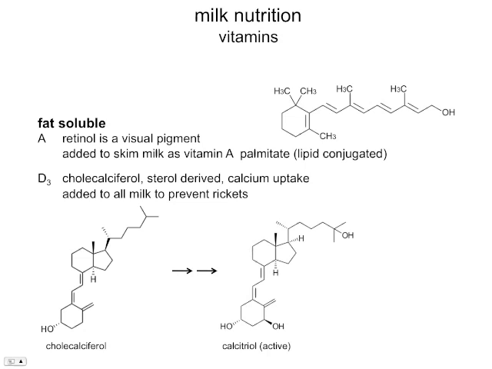I wanted to dedicate one slide to milk nutrition and the vitamin components that are found in modern milk, focusing in on two fat-soluble vitamins, as opposed to most of the B vitamins, which are water-soluble: vitamin A and vitamin D3. Vitamin A is known as retinol. You see its molecular structure here in the upper right. You might notice, if you're paying attention closely, that it looks like half of a beta-carotene, which it is.